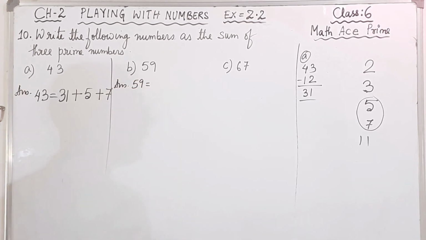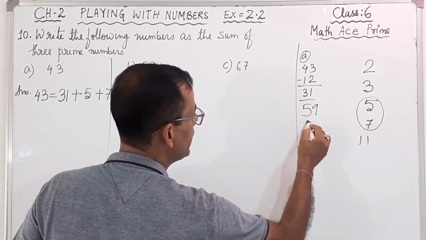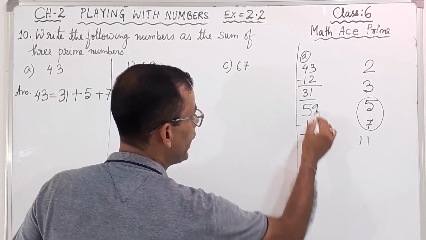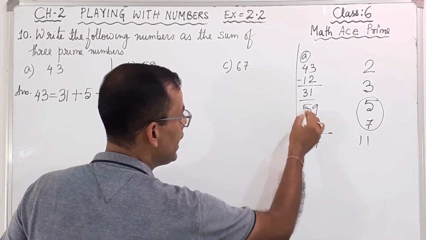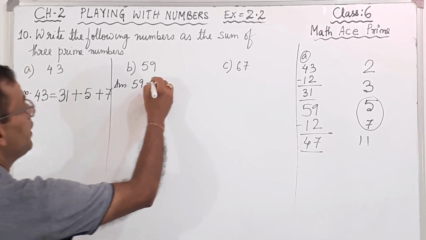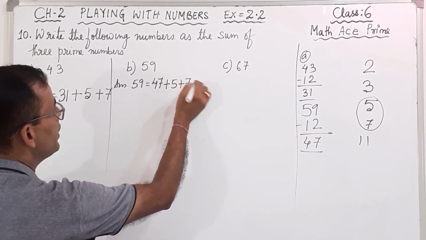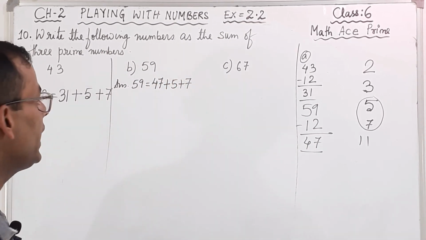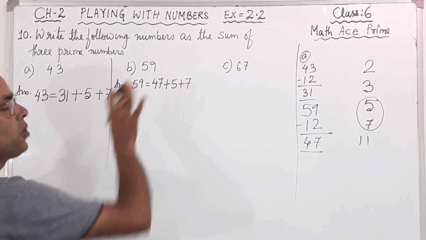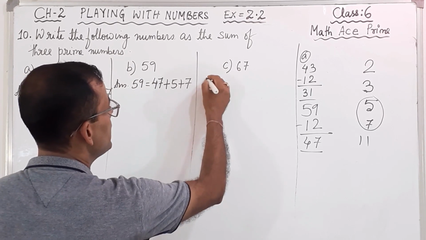Now if I want to take 59, same way I will write it. If I take this combination only and subtract it, 7 comes here and here 47. So 47 is also a prime number. So I can write like this way, 47 plus 5 plus 7. So this is the answer. Anyway, you can write 5 plus 7 plus 47 also. Now next, number C.